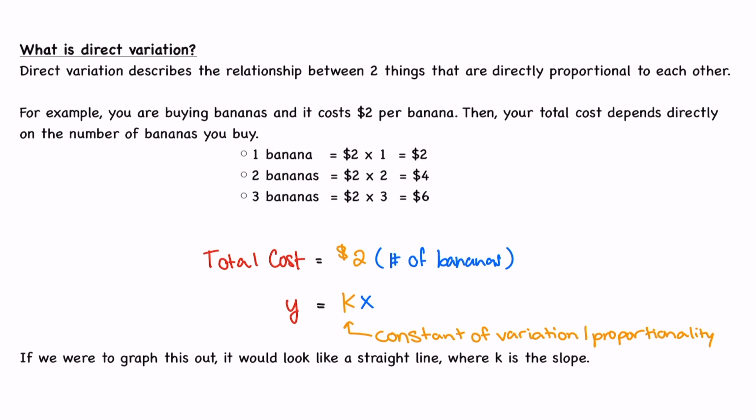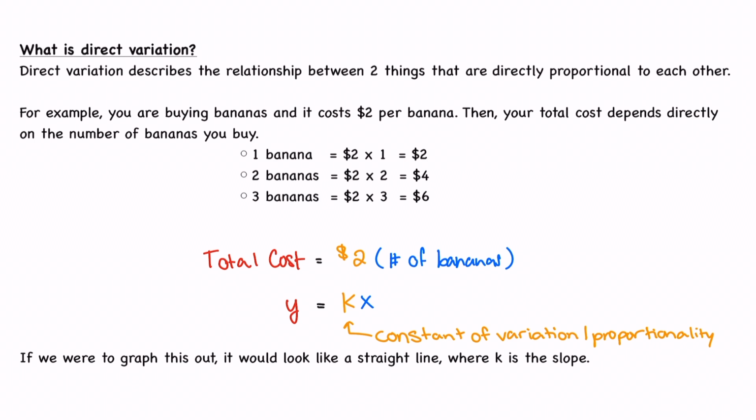So if you buy one banana, that would be $2 per banana times one banana for a total of $2. If you buy two bananas, that would be $2 per banana times two bananas for a total of $4. And if you buy three bananas at $2 per banana, that would be $2 times three bananas for a total of $6.